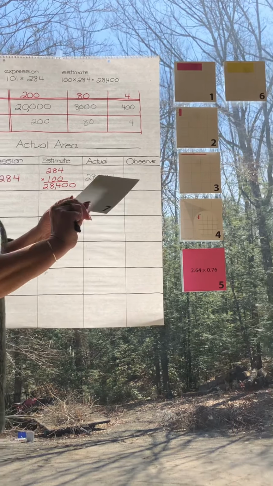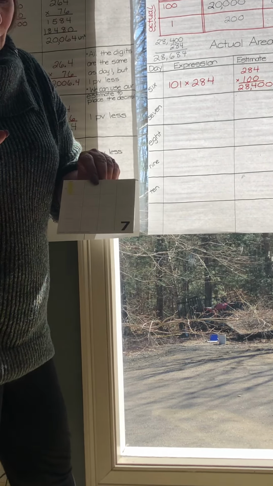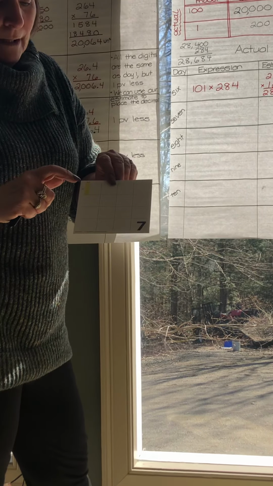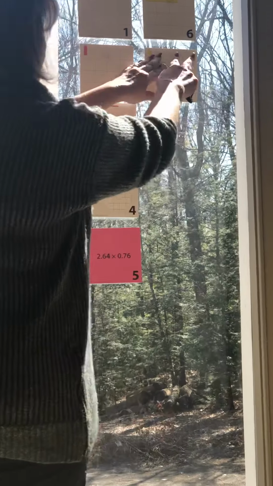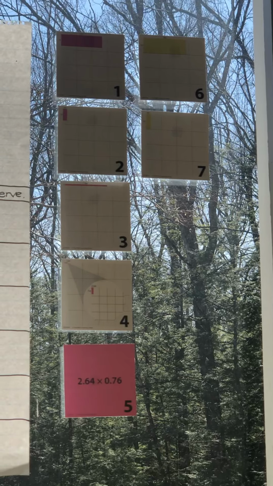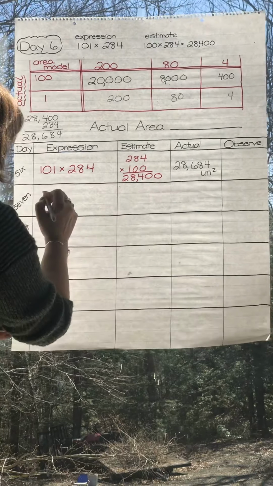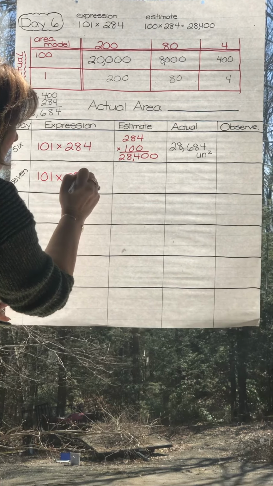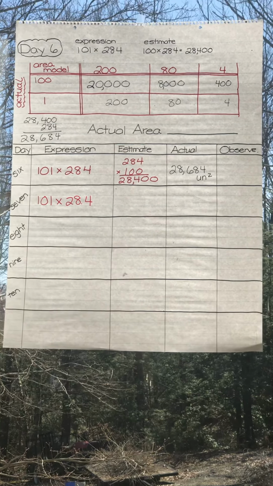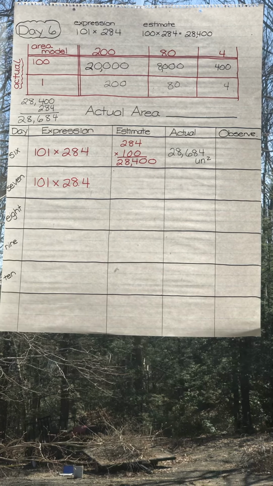Day 7 is again a rectangle. It's yellow. Its vertical dimension is 101. Its horizontal dimension is 28 4/10. So, our expression is 101 times 28 4/10. And so what do you want to use as an estimate?